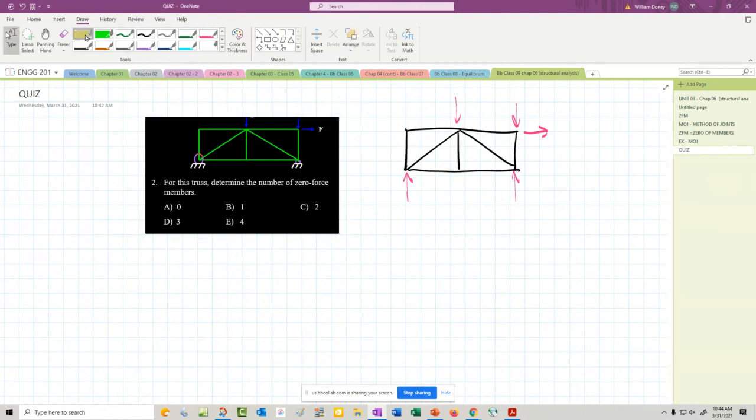All right, so let's look over here. I can highlight this. This joint right here has two members that come together. There's no loading. So I would say that those two are zero force members. The ones down here are certainly not, because this one has this loading here, this one has this loading, and this one has loadings. What about this one in the middle here?